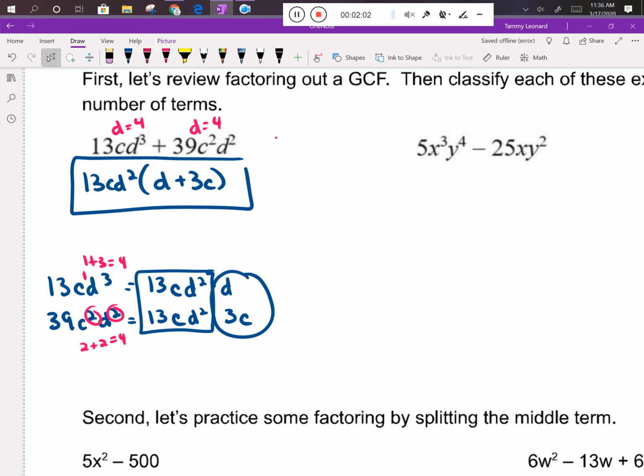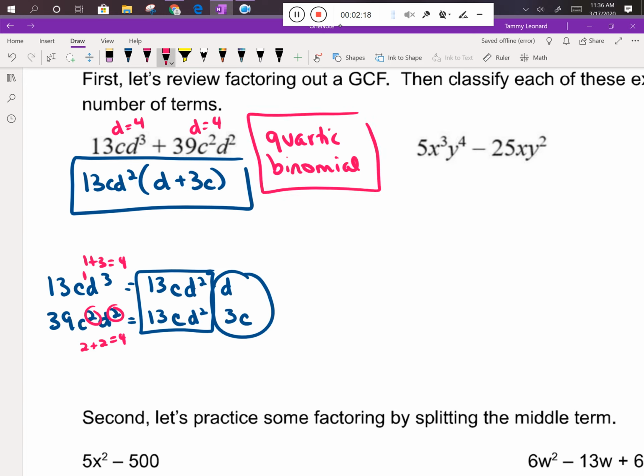We know that that's called quartic. We can also see that this has only two terms. So you have a term and then a plus sign and then another term. So this is a binomial because that's the classification based on the number of terms. So when we name this based on degree and number of terms, we call it a quartic binomial.